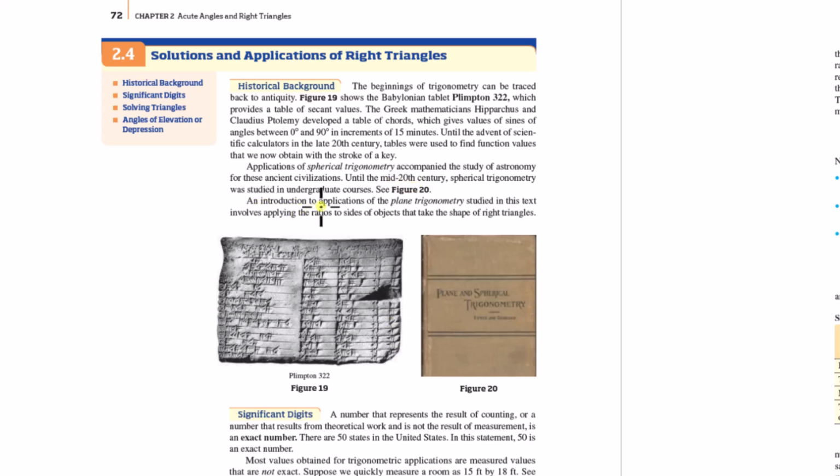An introduction to applications of the plane trigonometry studied in this text involves applying the ratios to sides of objects that take the shape of right triangles. I'm not sure what they mean by spherical trigonometry, but with plane trigonometry, everything we've learned so far and everything we're going to talk about in this entire course, we're always in a plane, either the plane of the computer screen or a plane in any orientation in 3D space, because we're always dealing with a triangle or a circle, where we're in a plane.